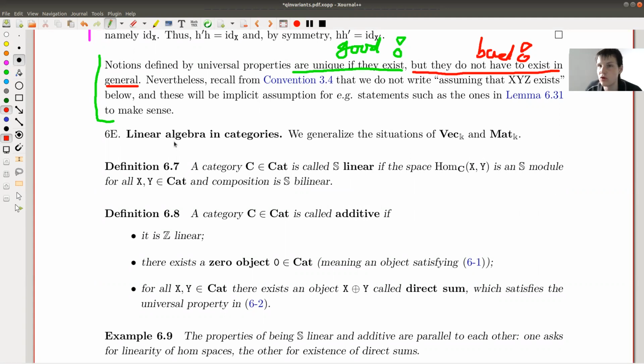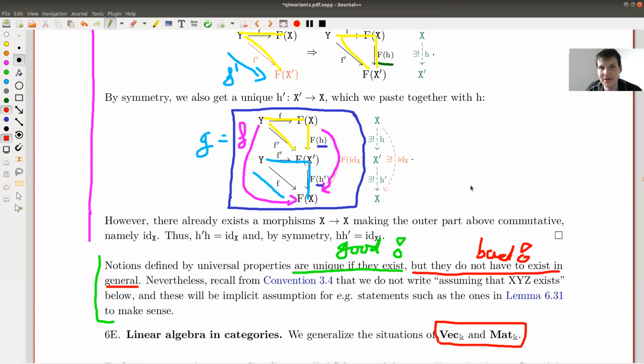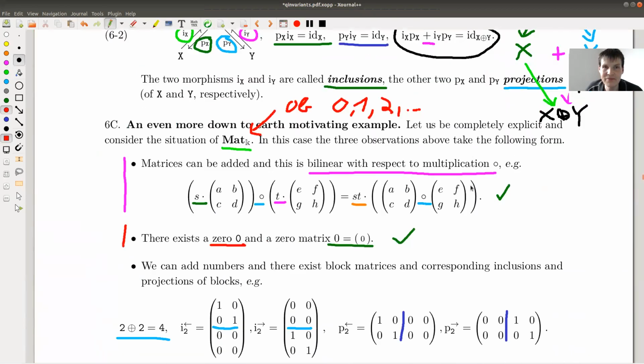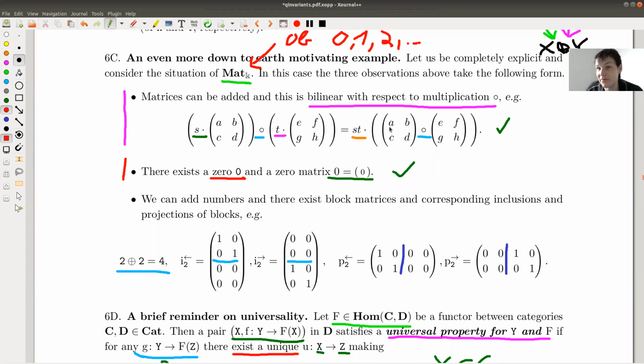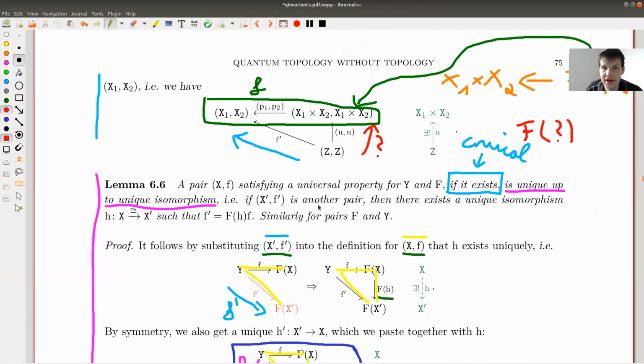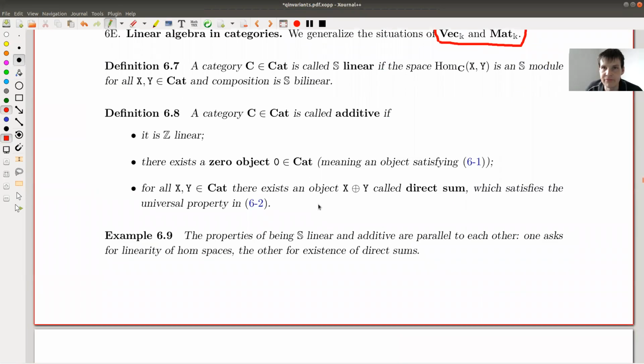Something that is much more explicit and not very hard. Just keep in mind that we had those two examples, Vect and Matrix, so vector spaces and matrices. Everything below is really just a generalization of what you have seen above. Let me recall what you have seen above. For matrices, you can add matrices, they form an abelian group. You have a zero matrix, which is a zero object. And you have this block decomposition, that was the direct sum. So let's try to generalize this.